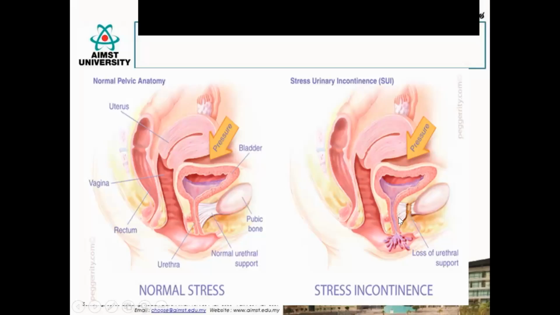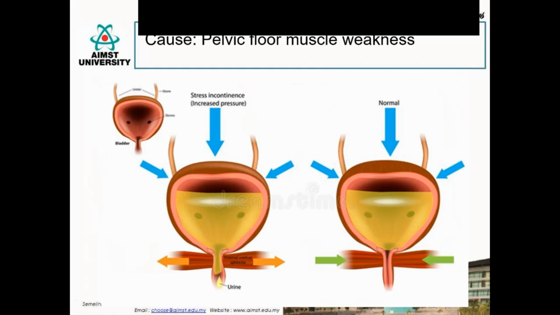But whenever there is weakness of the pelvic floor muscle, you can see that whenever there is pressure, the pelvic floor muscle will not be able to close the urethra. So there will be some leakage of urine. This is stress incontinence. When we improve this particular muscle power, we will be able to control stress incontinence. Is that clear? The major cause of stress incontinence is weakness of the pelvic floor muscle. You can see here, whenever there is pressure, automatically there will be counter pressure from the pelvic floor muscle.